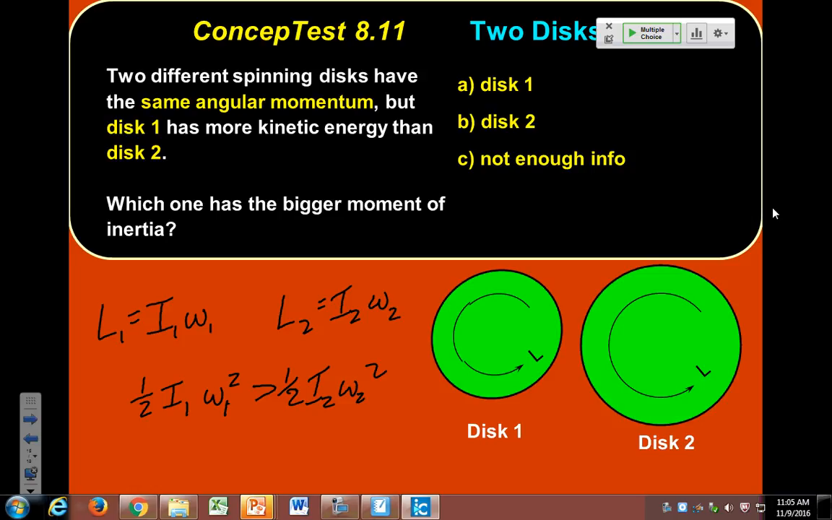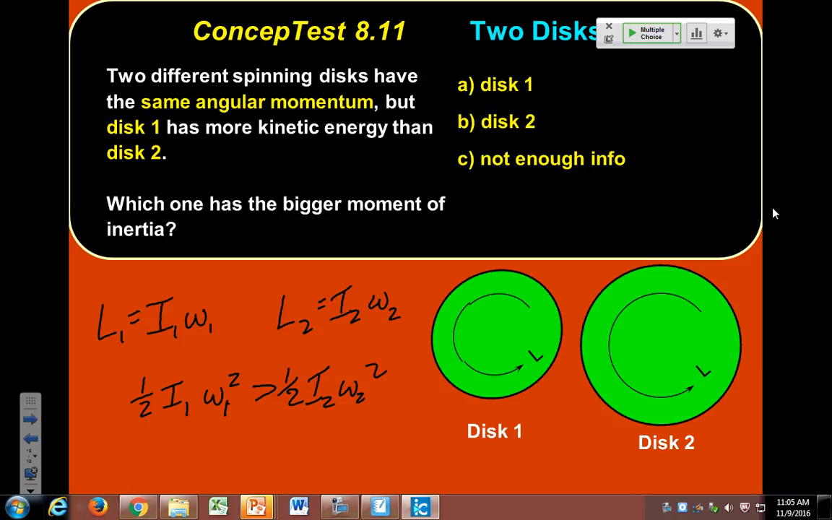Now I know that their angular momentum has to be equal, so the speed and moment of inertia trade off. For example, if this is down by a factor of 2, then this has to be bigger by a factor of 2 than this. They trade off in that way because they have the same angular momentum.